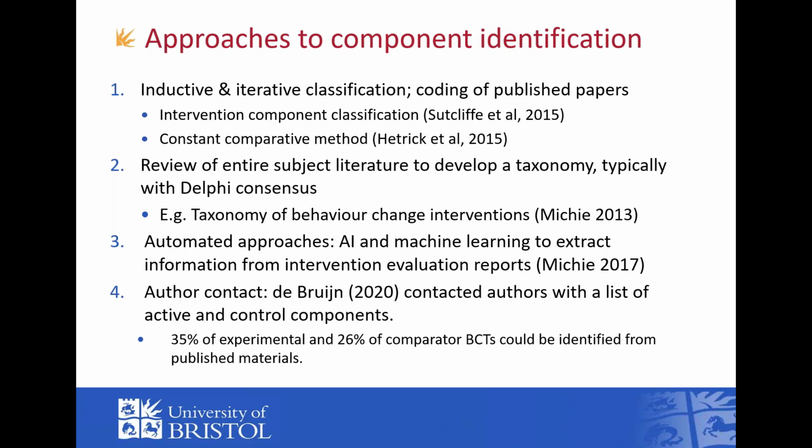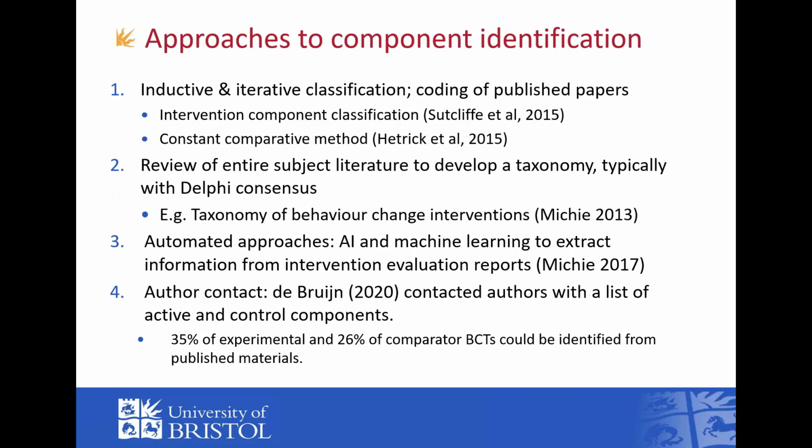The hard part, believe it or not, is actually identifying the components. So ideally, it would be desirable to have the components of interventions pre-specified in advance in a protocol, and this would help us avoid data-driven decisions in our review process.